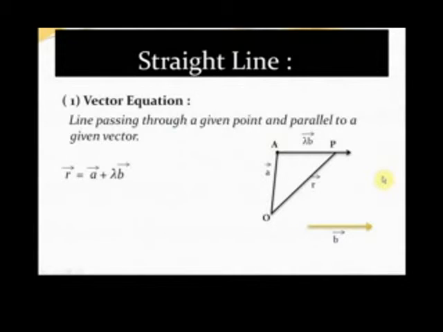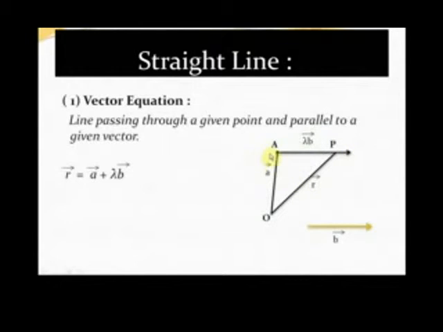Now straight lines. Now we know that we can determine the equation of a straight line if its direction is known and any of its point is known, or if we know any 2 points on this line. Now first let's try to find out the vector equation of any line passing through a given point and parallel to a given vector. Let us say that AP is the required line.